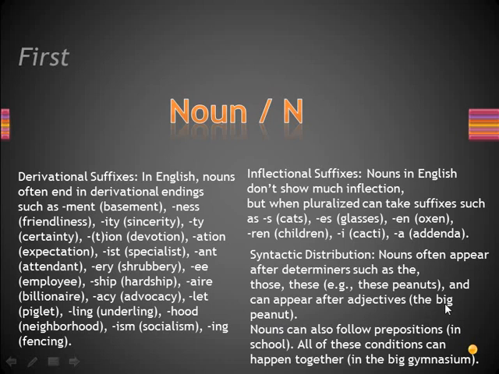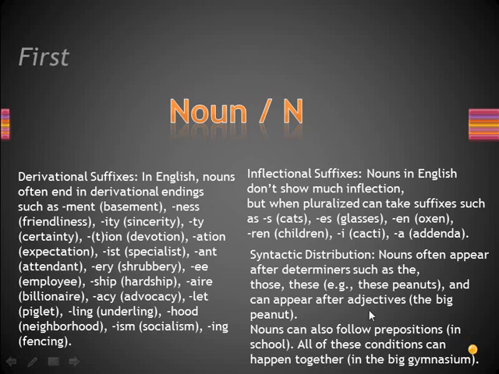So big is an adjective, and after an adjective we can find a noun. In Bahasa Indonesia we usually say "peanut big", but in English we say "big peanut". Nouns can also follow prepositions. Nouns usually come after prepositions, for example in school: in is a preposition followed by school as the object of the preposition. And all of these conditions can happen together.